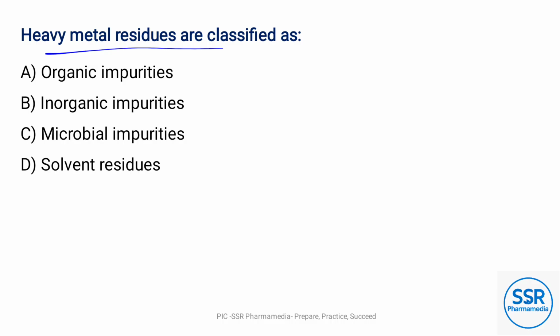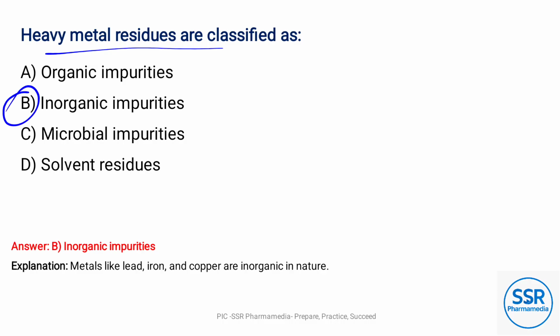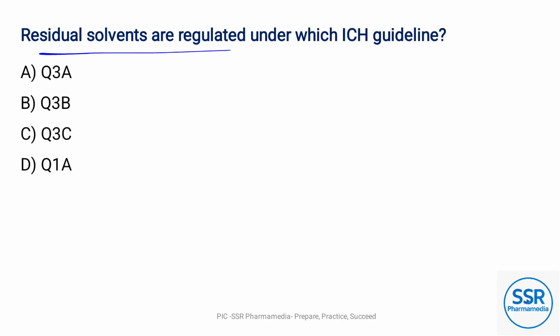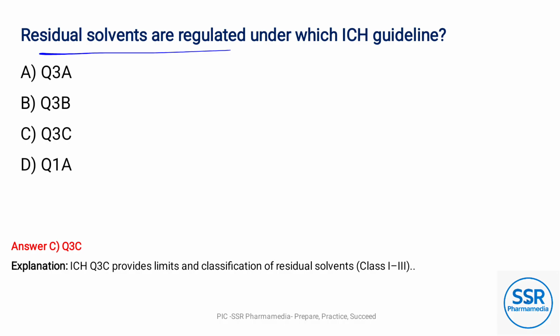Heavy metal residues are classified as, so option B is inorganic impurities. So metals like lead, iron and copper are inorganic in nature. Residual solvents are regulated under which ICH guideline? So the answer is option C, Q3C.